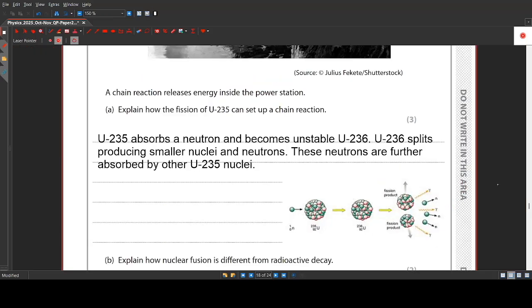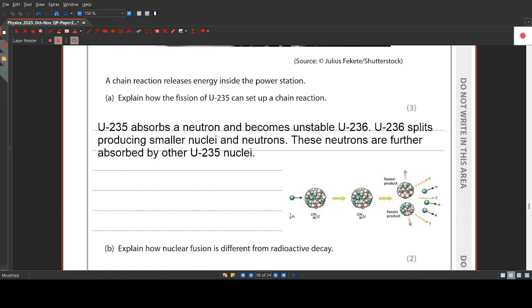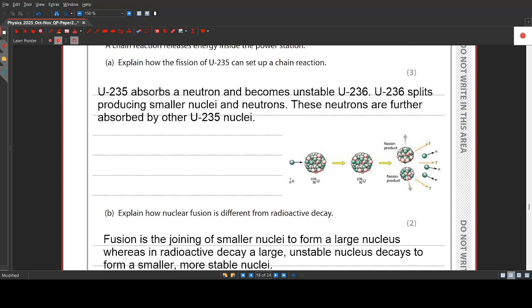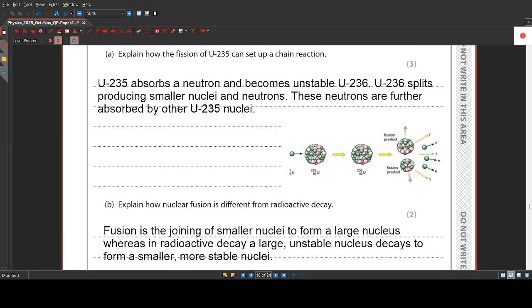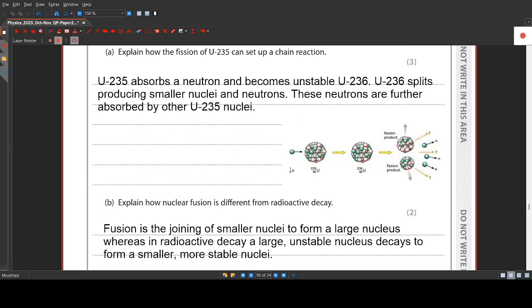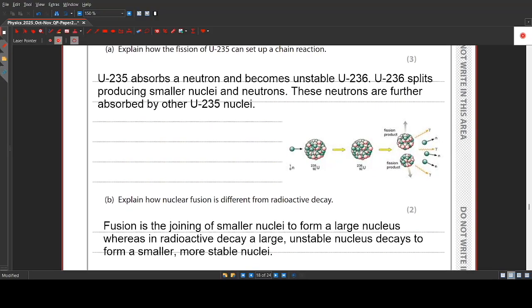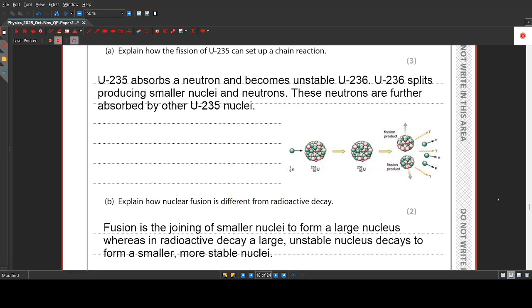All right. Explain how nuclear fusion is different from radioactive decay. Well, in nuclear fusion, we obtain a larger nucleus from smaller nuclei, whereas in radioactive decay, a larger nucleus gets split into smaller nuclei. So fusion is the joining of smaller nuclei to form a large nucleus, whereas in radioactive decay, a large unstable nucleus decays to form a smaller, more stable nucleus. All right.